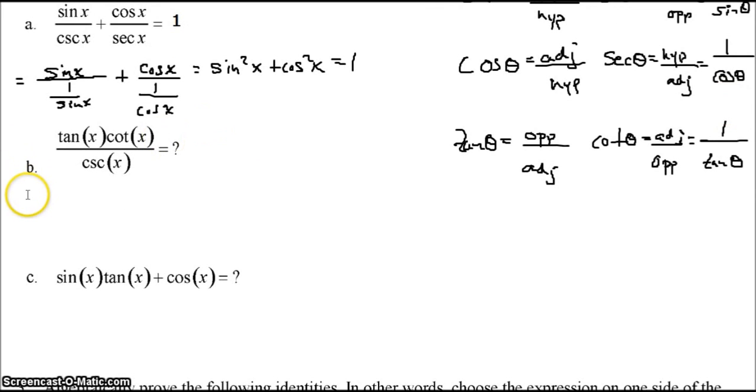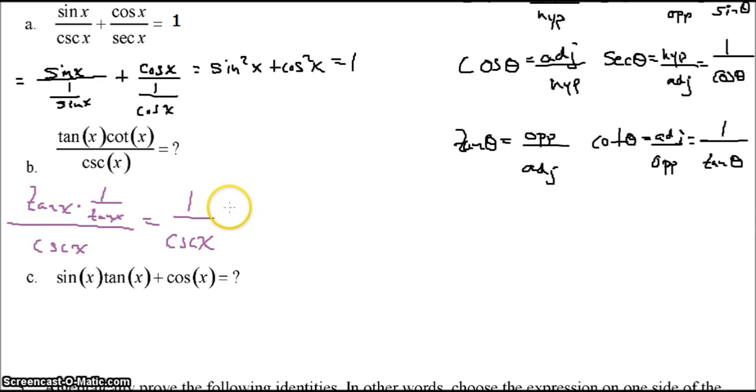Okay, let's see what we can do with this one. These are kind of like puzzles. You just got to try some things and see what works. Tangent of x times cotangent of x. Well, cotangent of x is just 1 over tangent of x. So this will just become 1 over cosecant of x, which is just sine of x. So this whole expression simply equals sine of x.